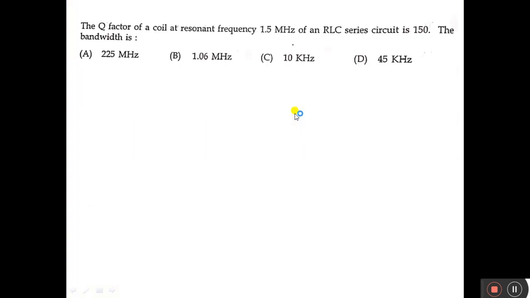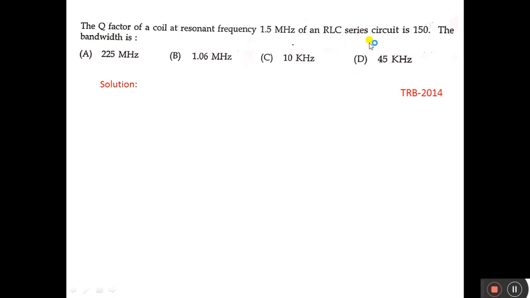The first question is the Q factor of the coil at resonance frequency 1.5 MHz of a RLC series circuit is 150. The bandwidth is option A 225 MHz, option B 1.06 MHz, option C 10 kHz, option D 45 kHz. This question was asked in the Teacher Recruitment Board in the year 2014. So let us start our discussion.